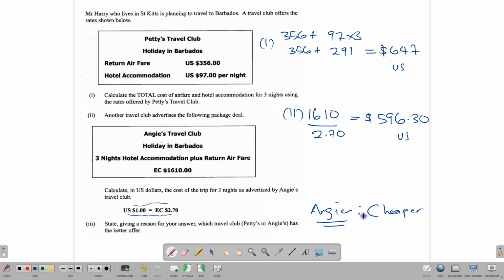So that's your reason, of course, right? You should write a sentence to express your view, to make sure that the person marking your paper or the examiner knows that you are choosing this travel club because you're getting a cheaper price. All right, let's look at another one.